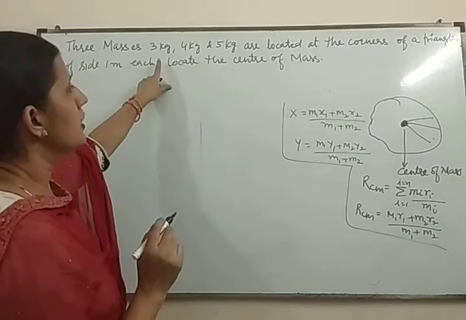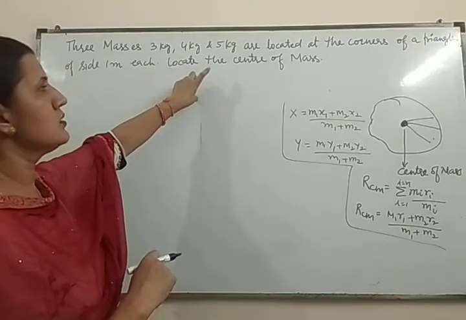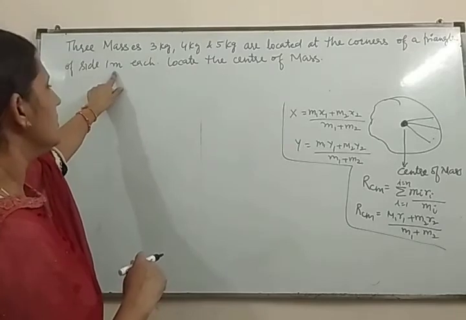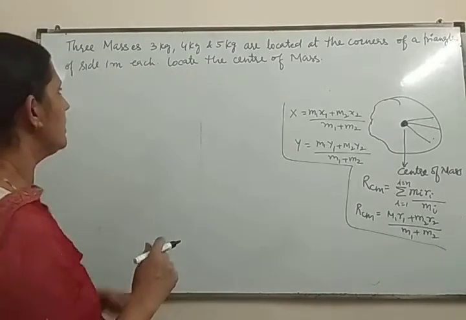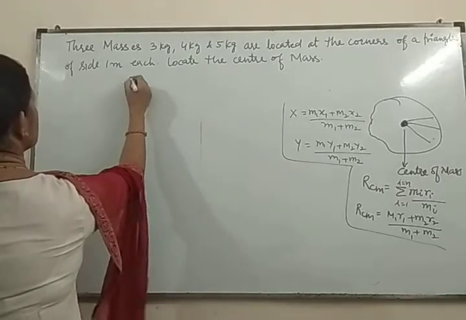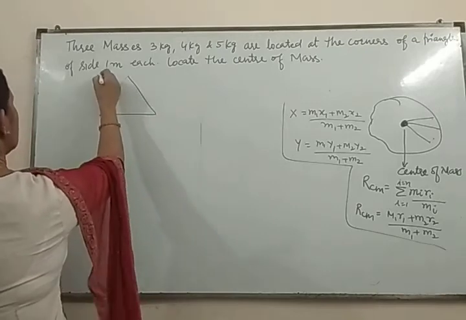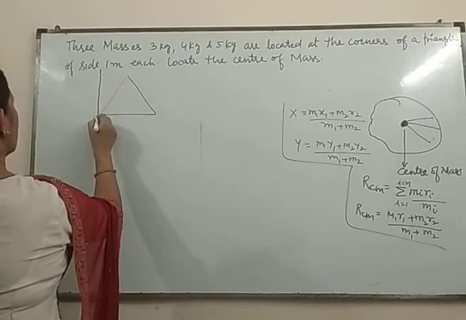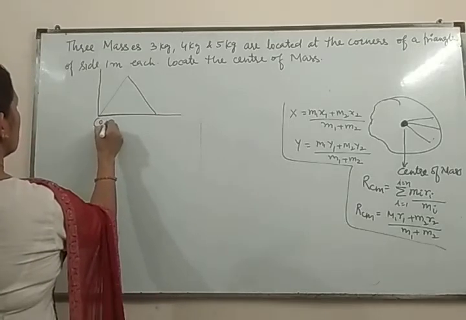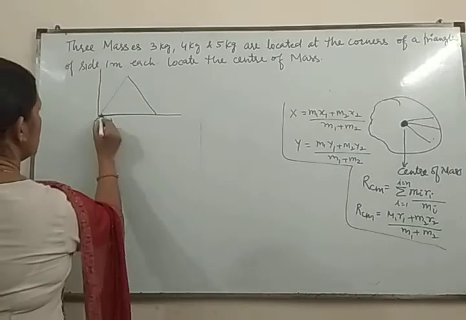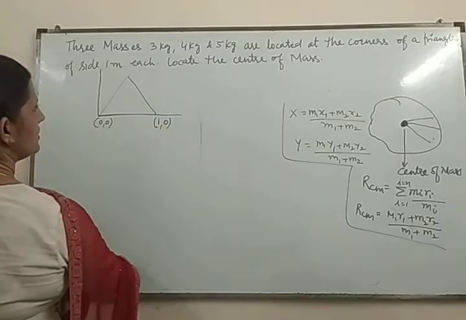3 masses, 3 kg, 4 kg and 5 kg, are located at the corners of a triangle of side 1 meter each. It means it is an equilateral triangle. Locate the center of mass. So first draw the equilateral triangle and keep one vertex at the origin. It means this coordinate is 0, 0. The side is 1 meter, so this is 1 and the y coordinate is 0.